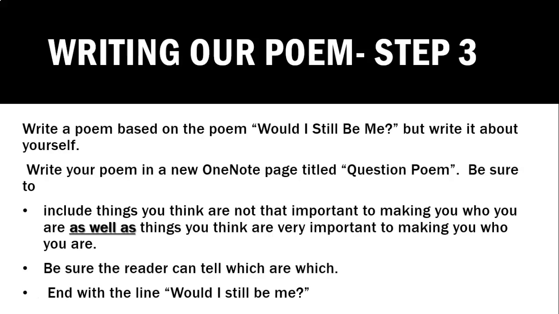You need to include some things that aren't super important, that don't necessarily make you who you are, but that are still true about you, as well as some things that are important to making you who you are. So some things with the red X and some things with the green check. Make sure that your reader can tell from your poem which items are which. And then you're going to end with the line, would I still be me?